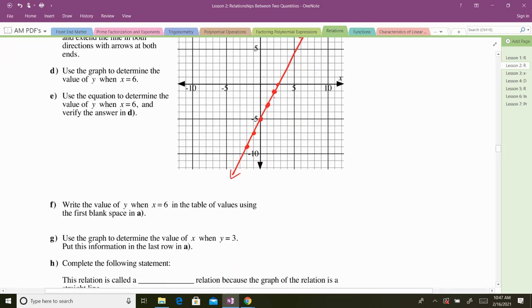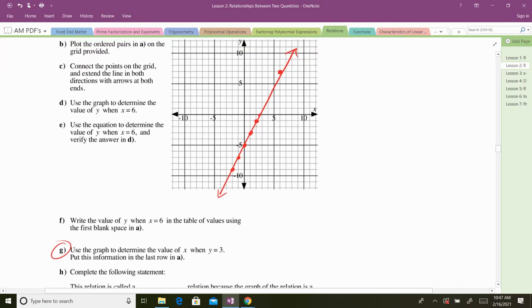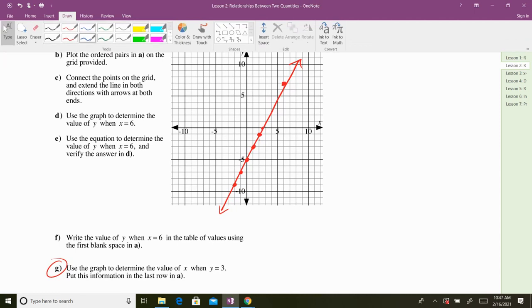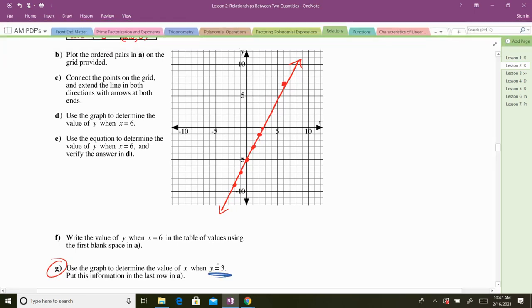Let's look at F here. Sorry, let's look at G. Use a graph to determine the value of x when y is equal to 3. So, what they're saying is y is 3. So find 3 on the y-axis. So you start here, 1, 2, 3. There it is right there.